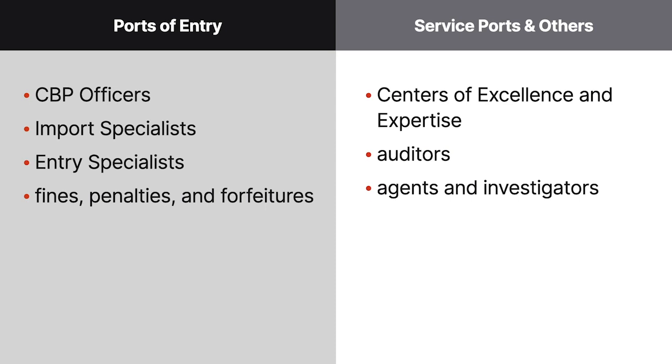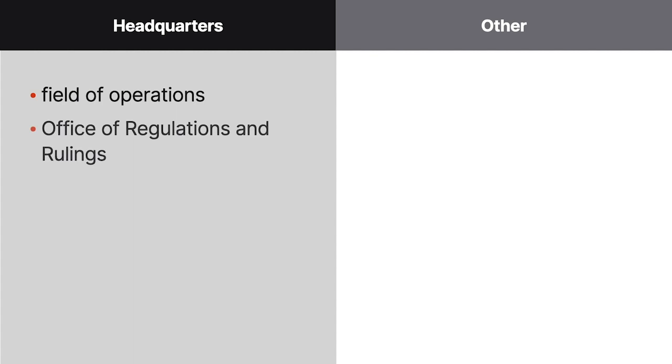Customs and Border Protection also has auditors, much like the IRS has auditors. They also have criminal investigators and special agents who do that side of things. Basically the same kind of thing as an FBI agent, but they work for Homeland Security and Customs and Border Protection. At Customs headquarters, they have field operations people who provide technical and policy guidance to the field. And they also have an Office of Regulations and Rulings, which does what its name implies.